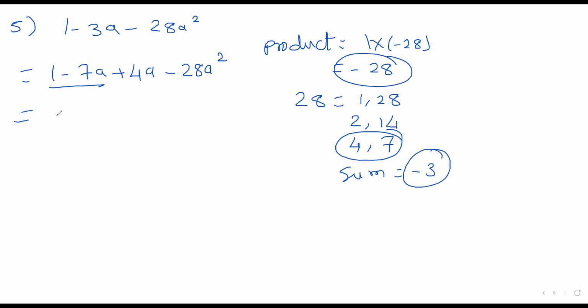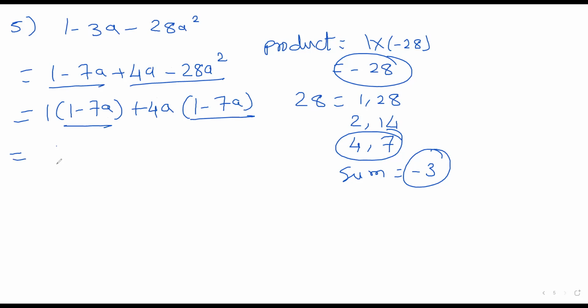What common can you take from the first one? Nothing, meaning 1. So 1 into bracket 1 minus 7a. What common can you take from the other two? 4a. So 4a common. What do you get? 1 minus 7a. So now you have 1 minus 7a in one bracket and 1 plus 4a in another bracket. These are the factors. That's all. As simple as that. Clear? If you reverse the order, you get 1 plus 4a and then 1 minus 7a.